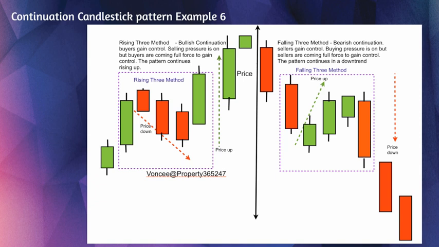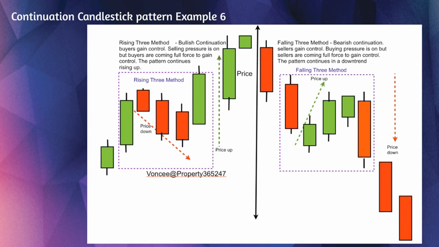So you've got a rising 3 method there. This is a bullish continuation whereby the buyers are in control. The sellers try, the bears come and sell this down, but this is not happening. The buyers come in full force and say, no, not today. And they continue buying right up and the price continues going up. So it's actually rising, as it's saying, rise.